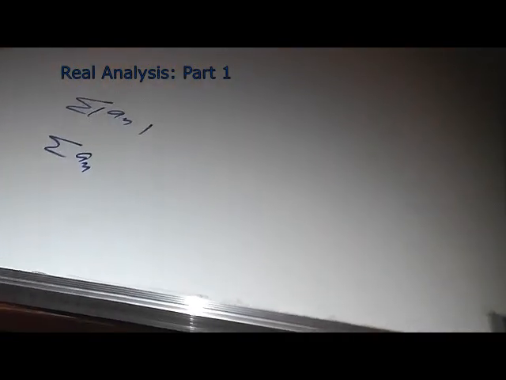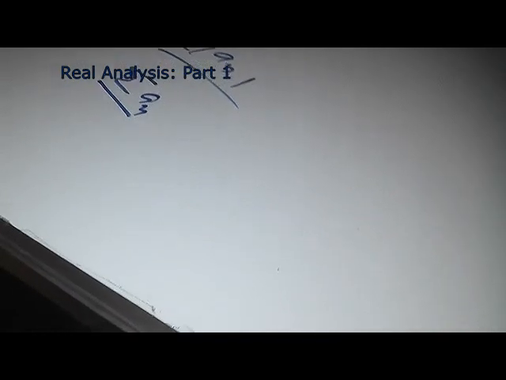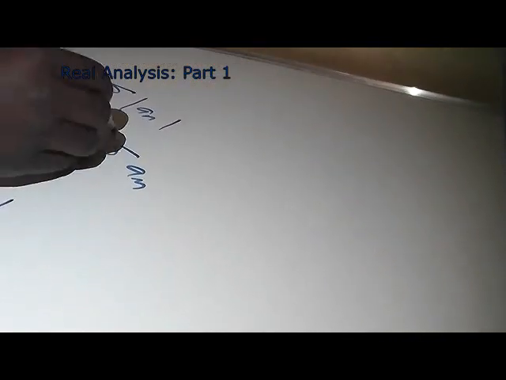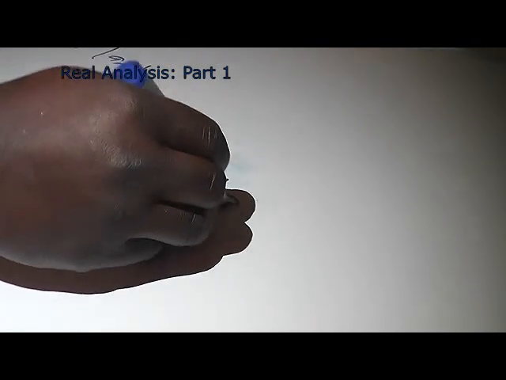Now, if the summation of |an| converges, that is, if the absolute value of an converges, the summation of an is said to be absolutely convergent. But if this doesn't converge, it's said to be conditionally convergent. Now, if the summation of |an| converges, then the summation of an will converge, because this summation is less than the summation of |an|.